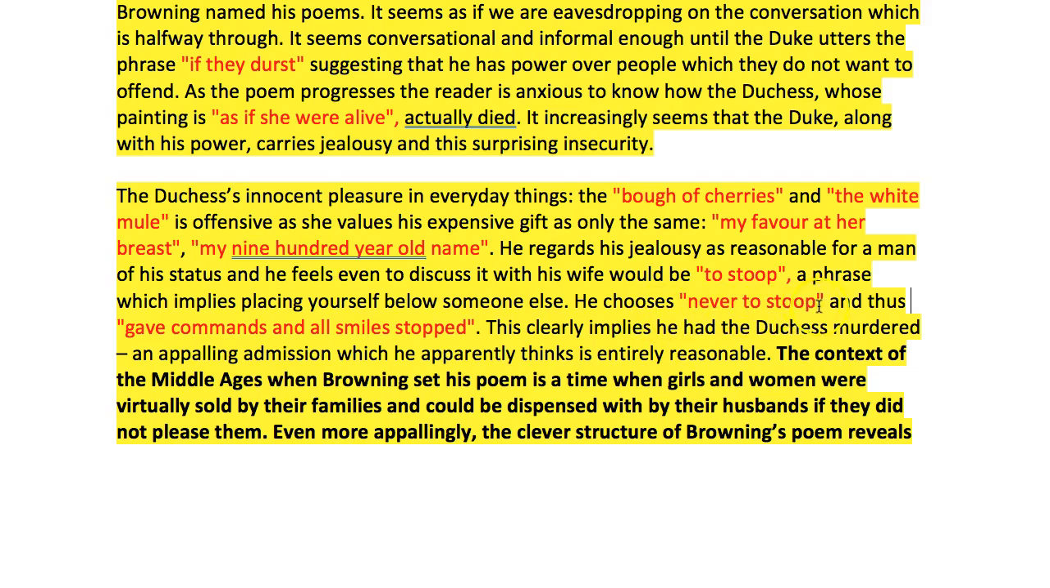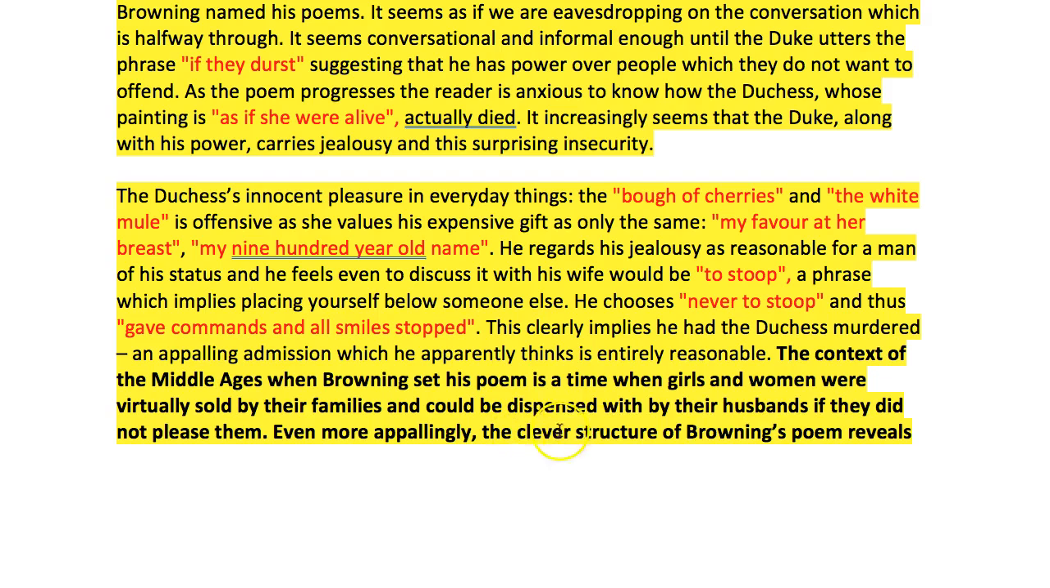He chooses never to stoop, and thus gave commands, and all smiles stopped. That's a bit of storytelling, but he prevents that being only storytelling by showing us what that implies. This clearly implies he had the Duchess murdered, an appalling admission which he apparently thinks is entirely reasonable. The context of the Middle Ages when Browning set this poem is a time when girls and women were virtually sold by their families and could be dispensed with by their husbands if they did not please them.